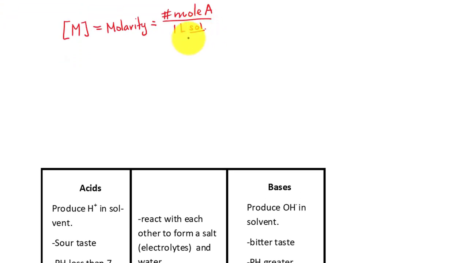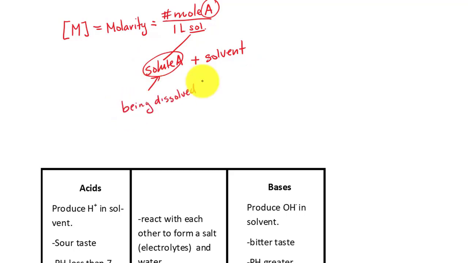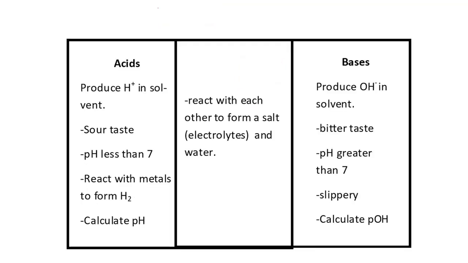A solution consists of 2 things. First of all, it would have the chemical A that's being dissolved, and we call that a solute A. And this solute is going to interact with a solvent. So a solute is basically being dissolved in a solvent. An example of a solvent is water. In this lesson, we are going to look at how the concept of molarity is used in acids and bases.